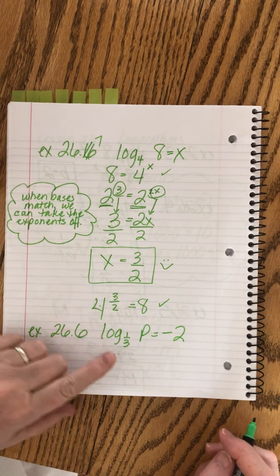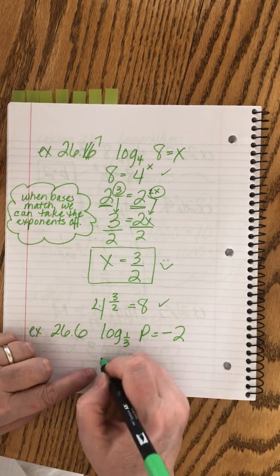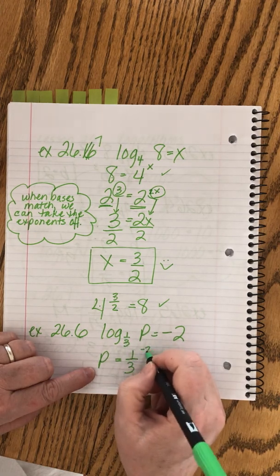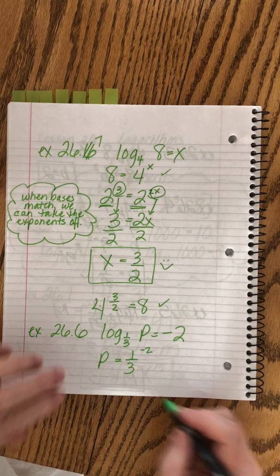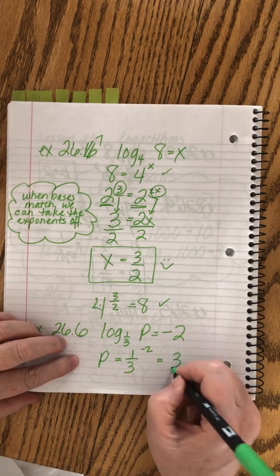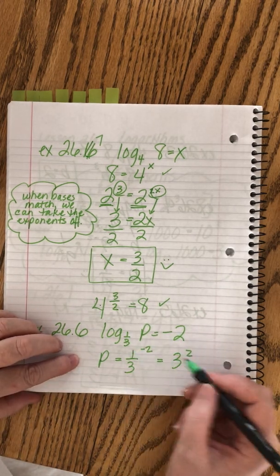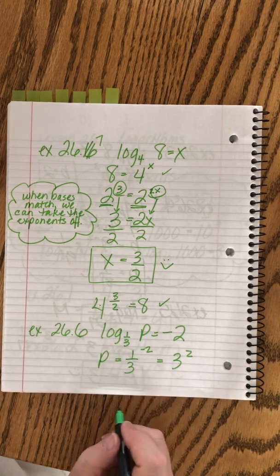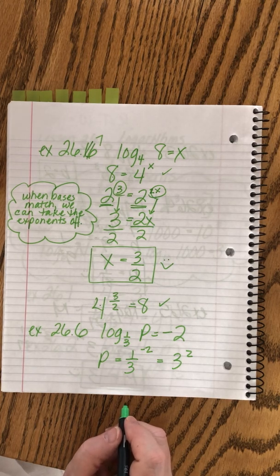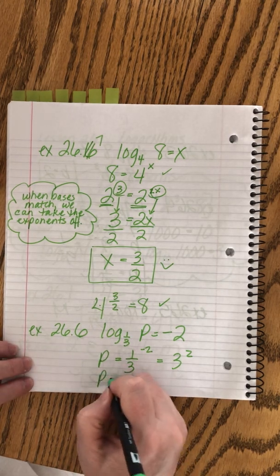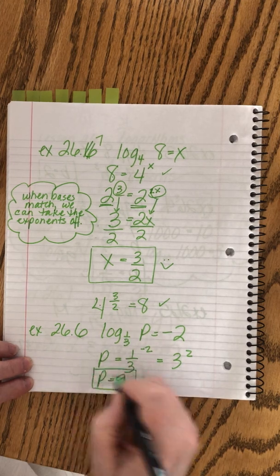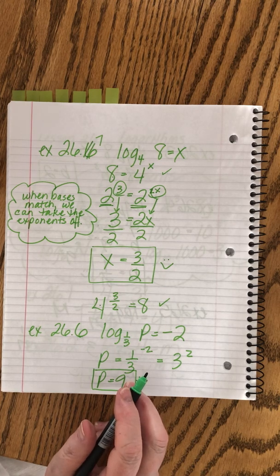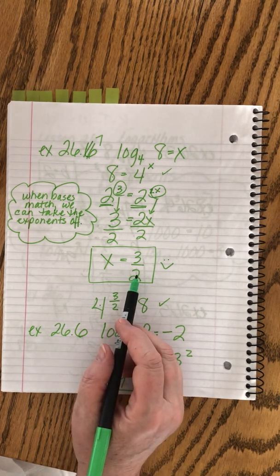Okay, this is our number. No, P is our number. This is our base, and that's our exponent. Okay, so this is going to equal 3 squared, right? The minus sign will flip that back up. 3 squared, so we get P equals 9. That's right. Okay, 26/7. X equals 3 over 2. That's right.